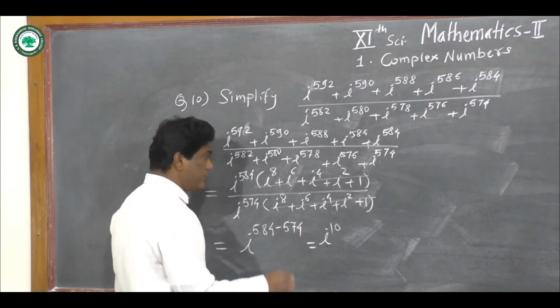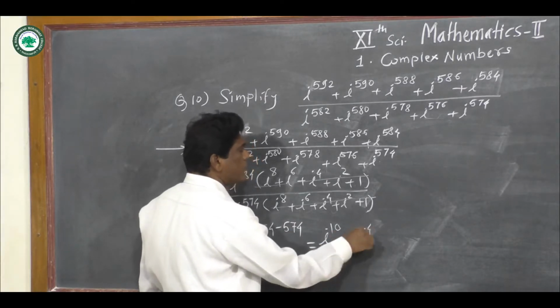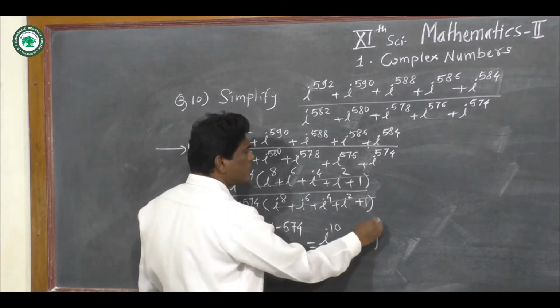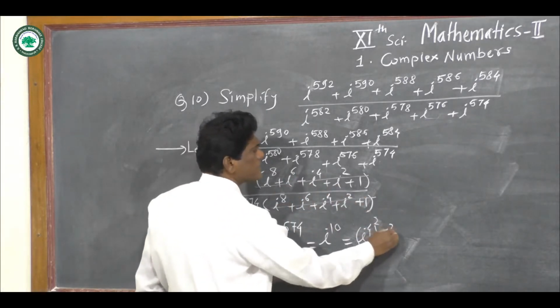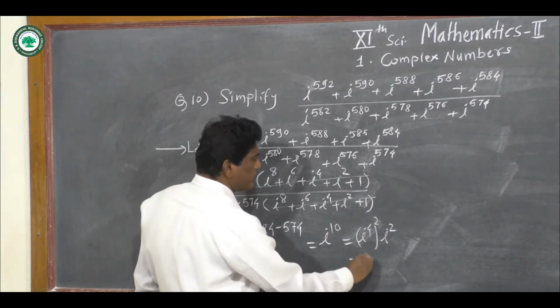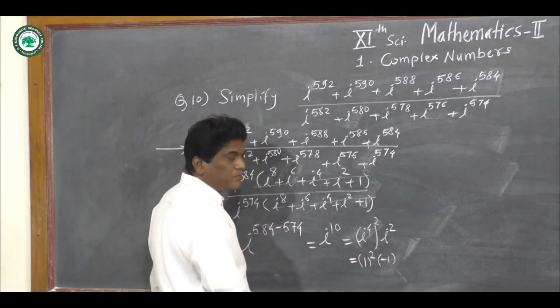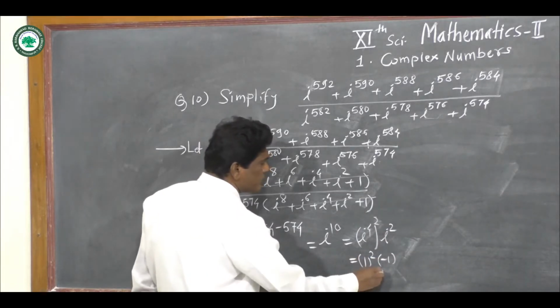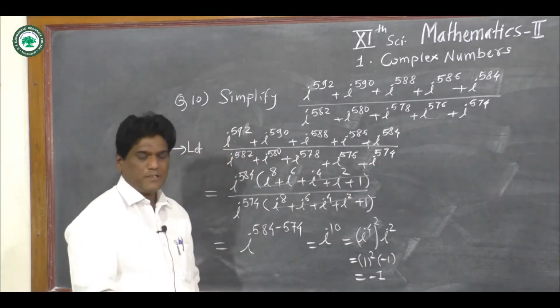Now we write i^10 as (i^4)^2 times i^2: 4 twos are 8, and the remainder is 2, so i². i^4 is 1, so it is 1 squared times i², and i² is minus 1. 1 squared is 1, and 1 times minus 1 is equal to minus 1. Hence the value of this problem is minus 1.